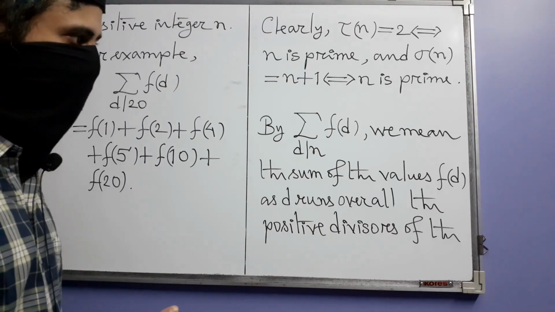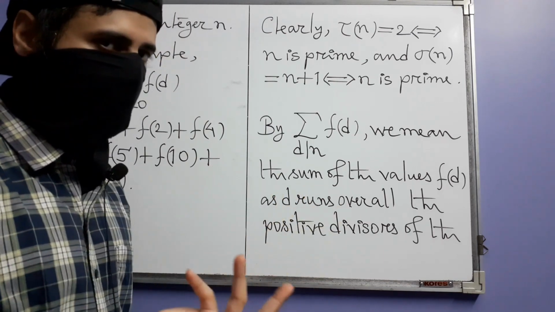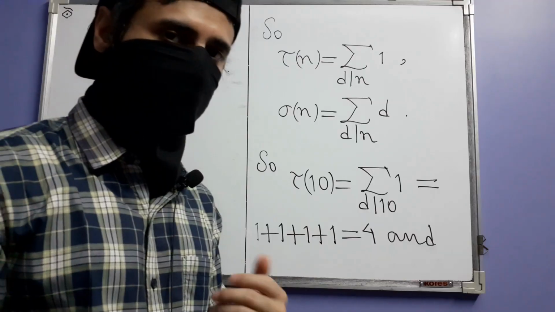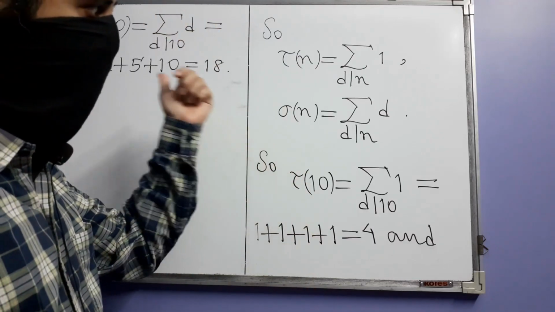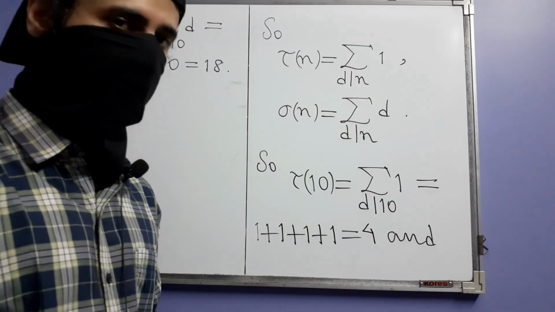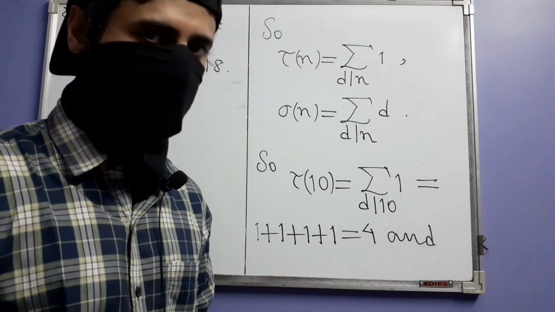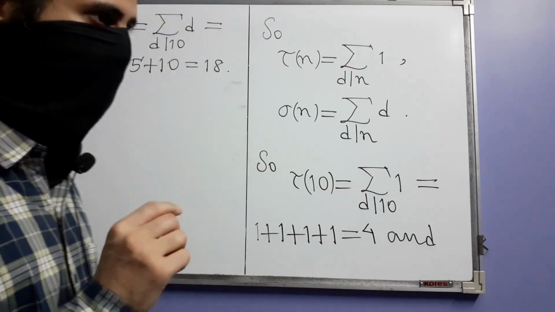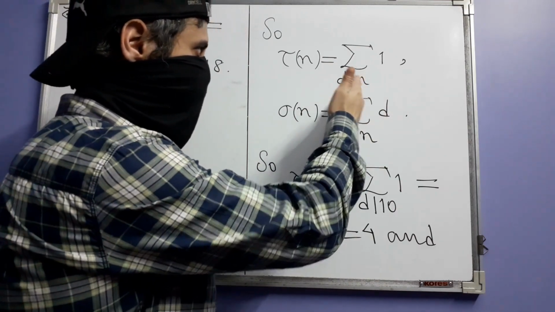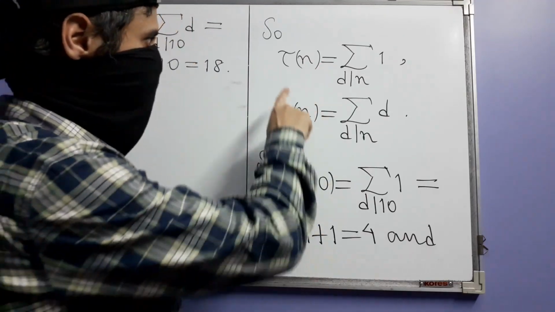Now using this notation we can express our functions sigma and tau. Let's see what that expression is. Tau of n is the number of positive divisors of n, so using that notation tau of n should be this. The f of d in the general notation is in this case equal to 1 for each positive divisor d of n. That means we are adding as many ones as there are positive divisors of n, and that gives us the number of positive divisors of n, which is tau of n.